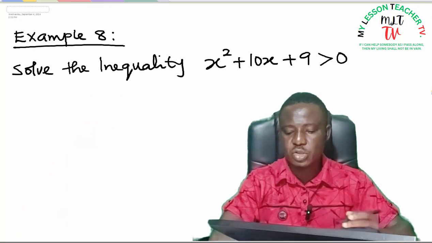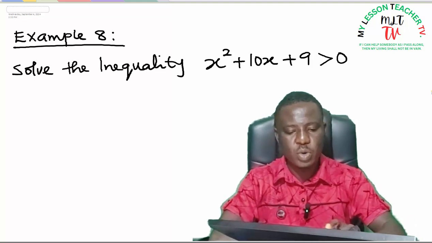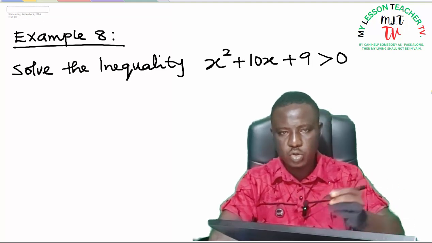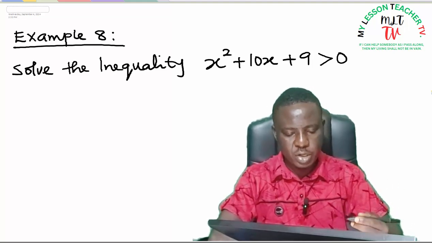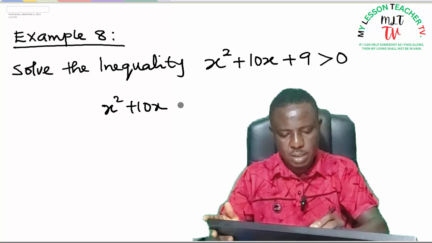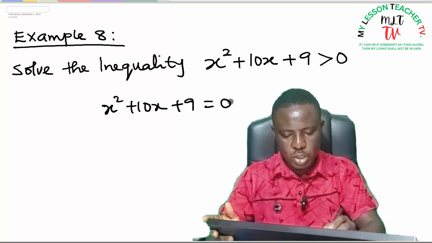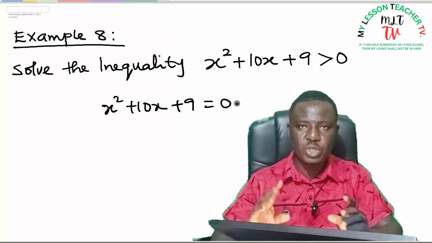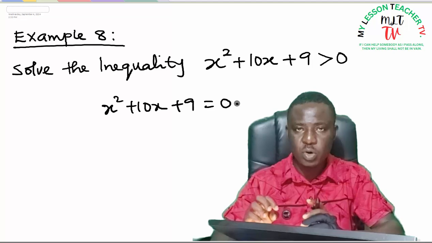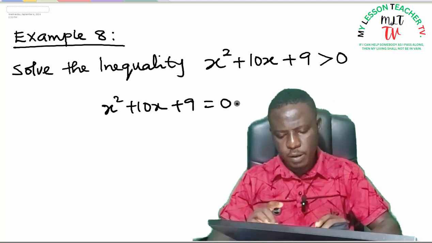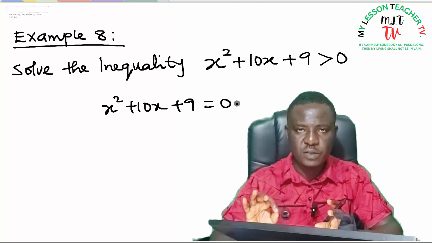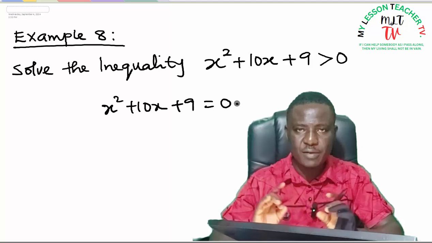Example 8 says, solve the inequality x squared plus 10x plus 9 is greater than 0. So we shall also find the zeros of the inequality. We have x squared plus 10x plus 9 is equal to 0. From a 3-term expression, we shall take it to a 4-term expression so as to be able to factorize the quadratic expression. So how do we do that? You look for two terms that when you multiply them together, it gives you the product of the first term and the last term. And when you add them together, it gives you the middle term.